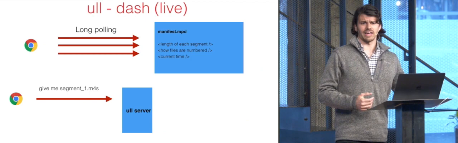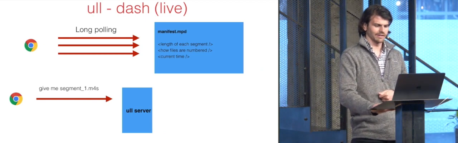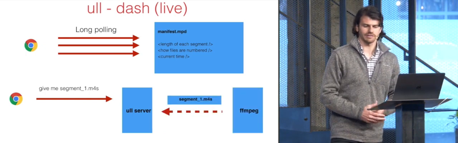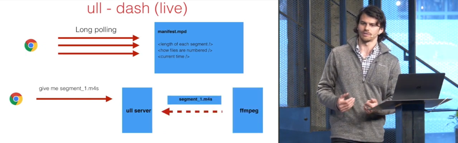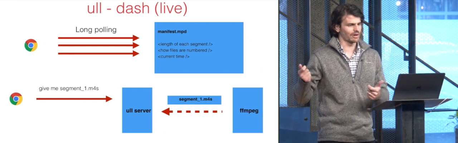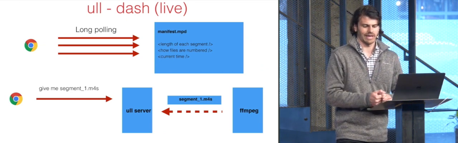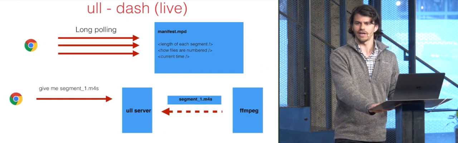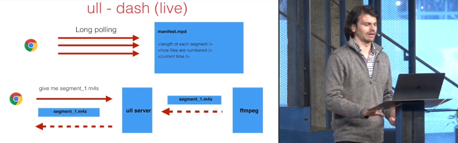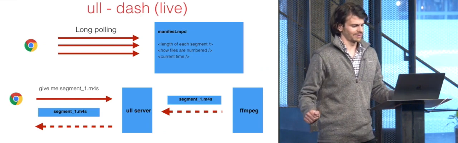So the player asks the ULL server, give me segment one. And the ULL server is going to say, oh, I actually don't have segment one, but I'm right now in the process of receiving segment one. FFmpeg is in the process of uploading segment one to the server, and I don't have the full file yet, but I can give it to you in pieces. And that's how the ULL server works. I just want to make sure I get that point across.